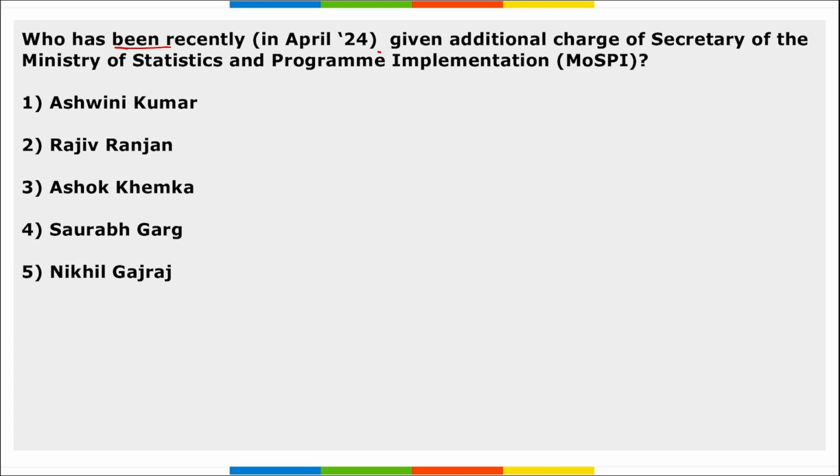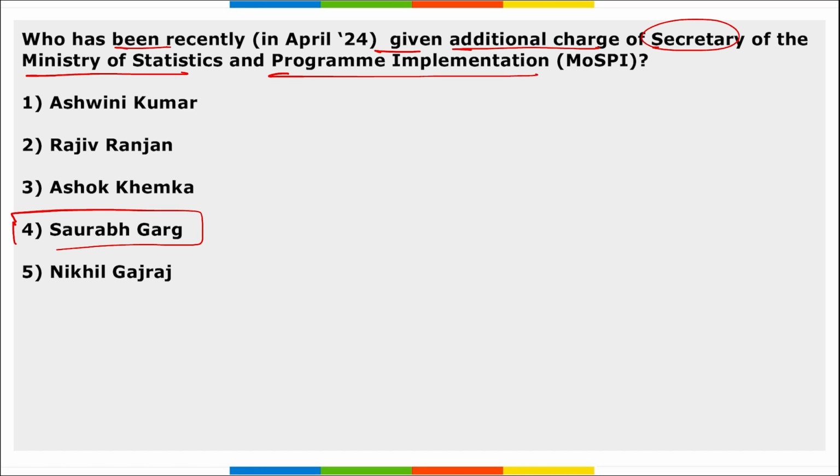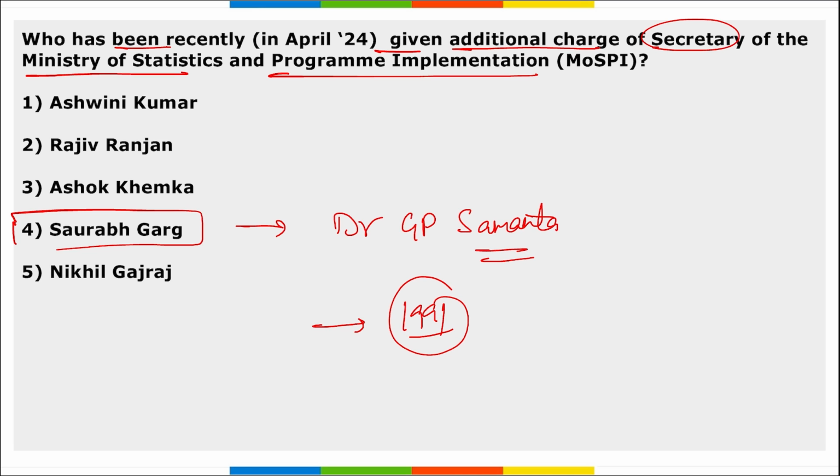Next, who has been recently given the additional charge of the Secretary of the Ministry of Statistics and Program Implementation? So, Saurabh Garg. Right? Saurabh Garg has been given the additional charge of the Secretary of Ministry of Statistics and Program Implementation. He will be succeeding whom? He will be succeeding Dr. G.P. Samantha. Right? Then remember, Saurabh Garg is a 1991 batch IAS officer of the Odisha cadre.